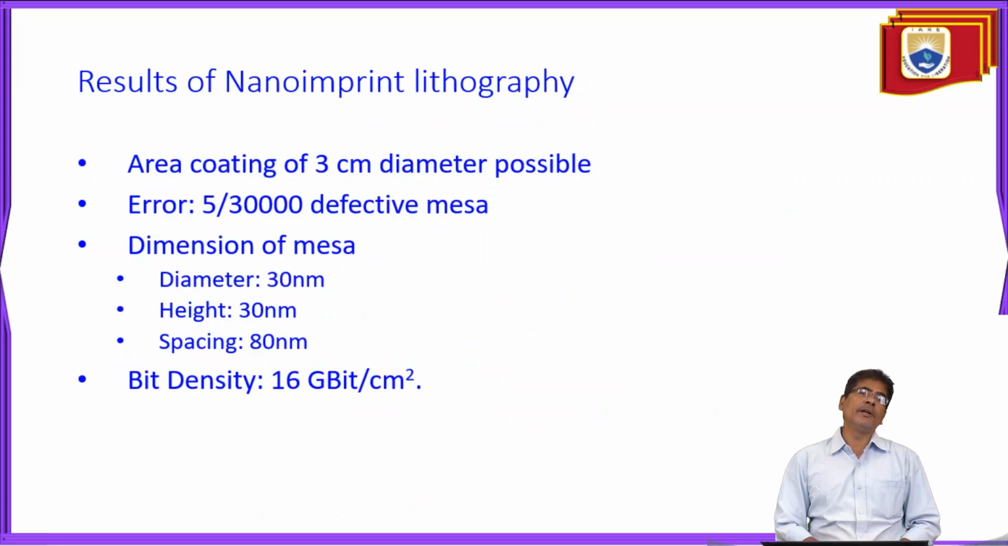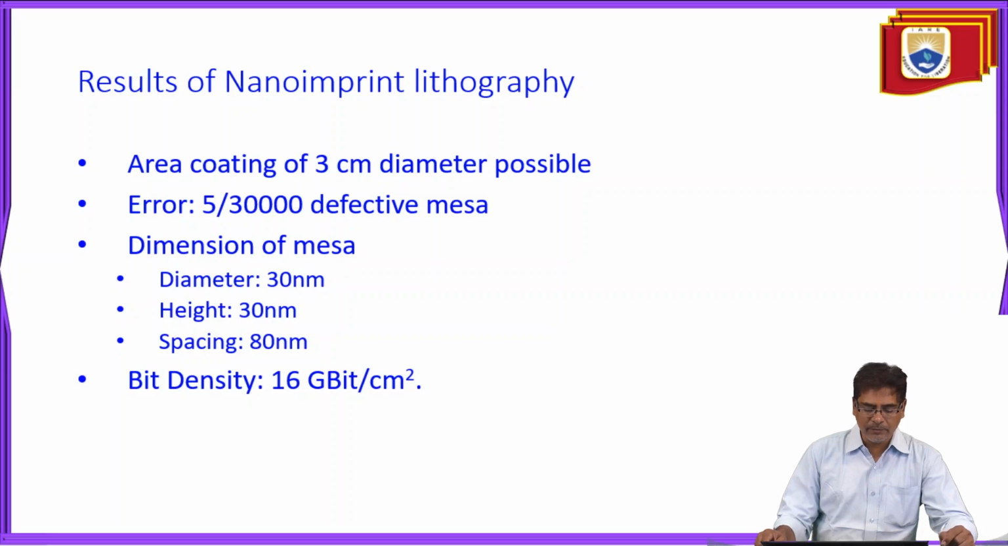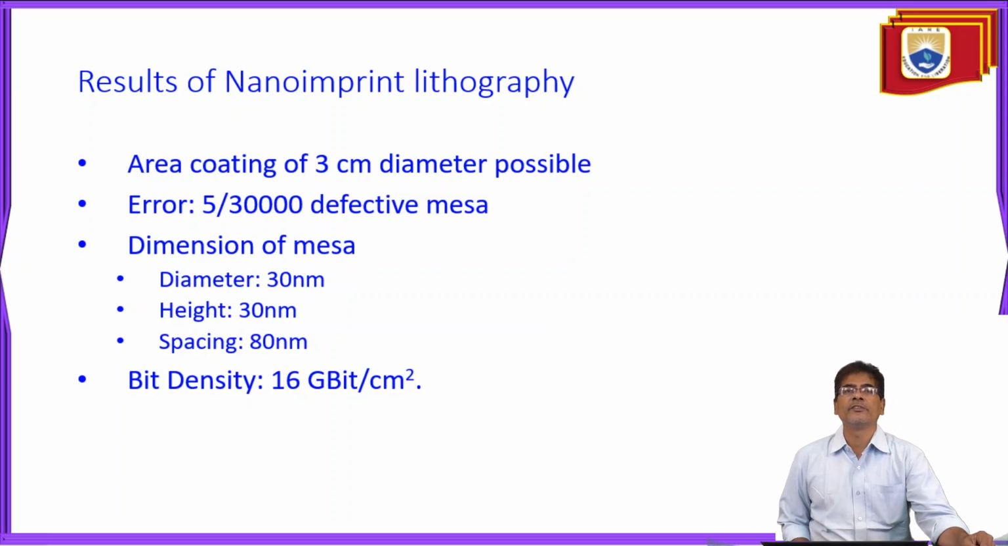So the results of nano imprint lithography: area coating of 3 cm diameter is possible, with an error of 5 in 3000 defective mesas. Dimensions of the mesa: diameter around 30 nanometers, height 30 nanometers, spacing 8 nanometers, and bit density is 16 gigabytes per centimeter square.